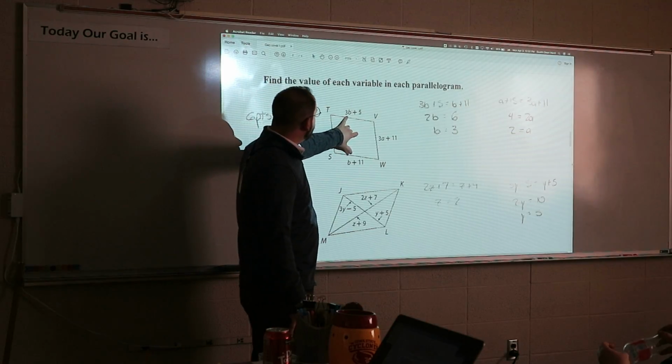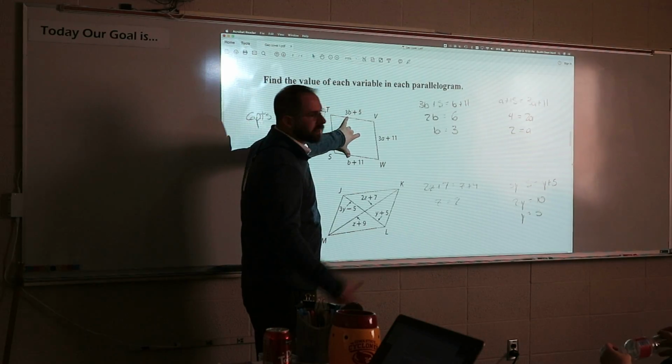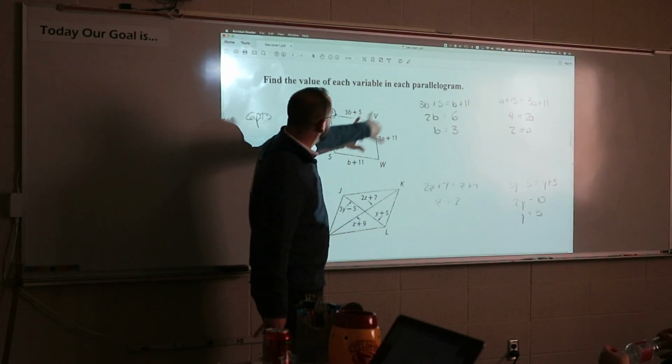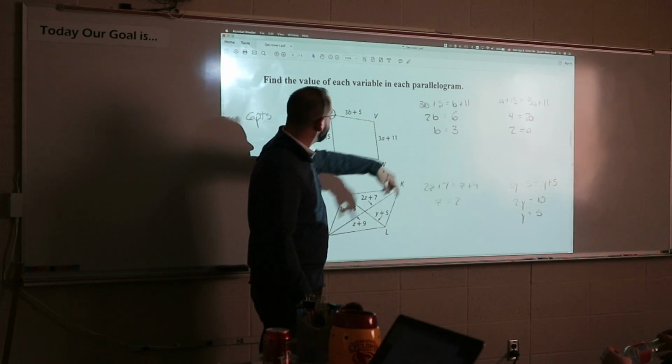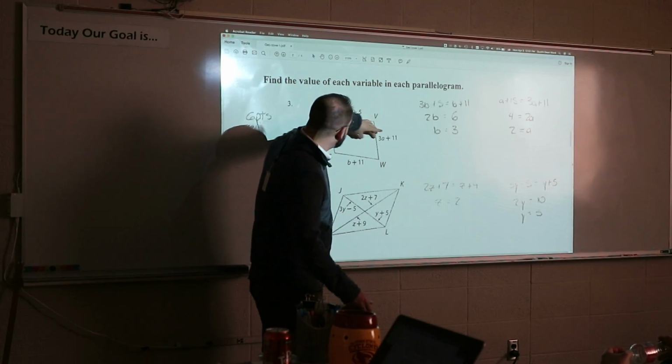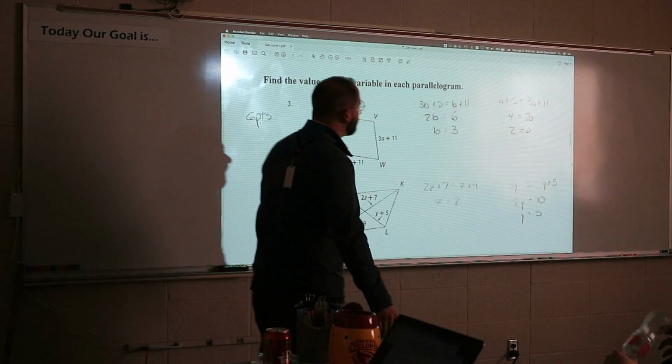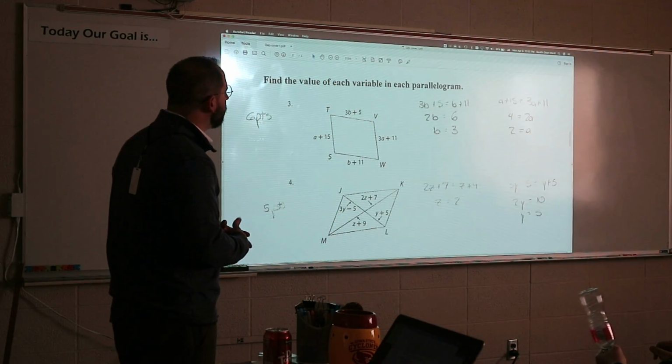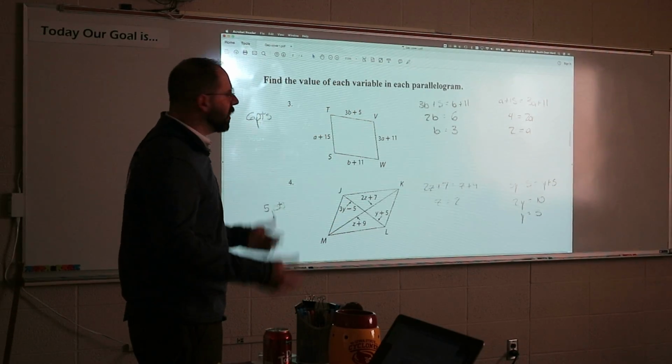Number 3, you set these equal, because opposite walls are equal in a parallelogram. It is a parallelogram. Set those equal. You can see my math there to solve for B. Set the A's equal to each other, so you can see what I solved there. Should be pretty easy. You can see all the steps I did there. Most people didn't miss those.